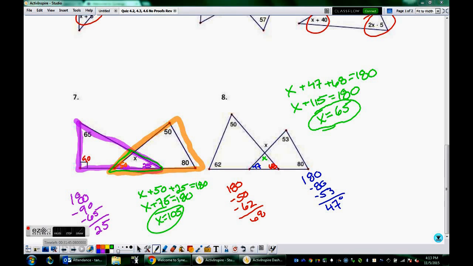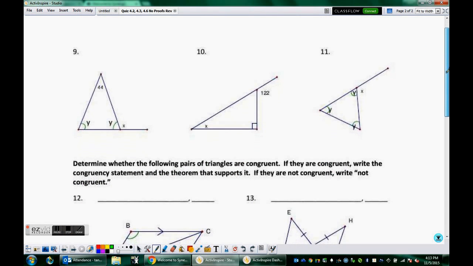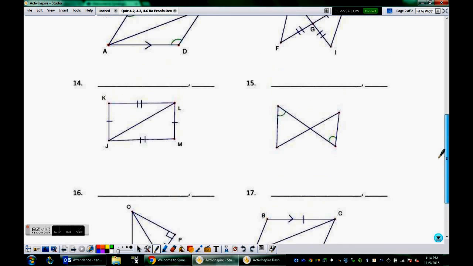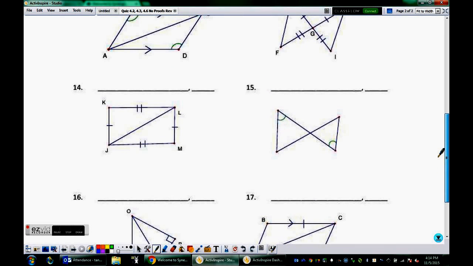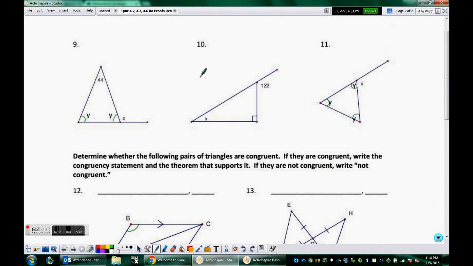The back page. I'm going to go a little bit quicker here on the back page. Not as much writing out and solving stuff out. So we've got 6 pairs of triangles. We're trying to show if they're congruent. And then up top, we're doing more of the same of what we did earlier. So if I look here, I've got 44, angle Y, and angle Y. They're the 3 interior angles, so they have to add up to be 180.